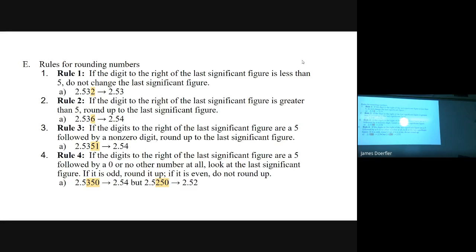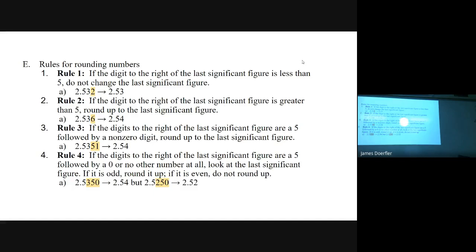Rules 3 and 4 are those 2 rules that I was talking about at the very beginning that I just absolutely don't like. Okay? They say if the digits to the right of the last significant figure are a 5 followed by a non-zero digit, round up the last significant figure. So basically 2.5351, okay? Since we're at 5 right there, and that's followed by a non-zero, we would round up to 2.54. If the digits to the right of the last significant figure are a 5 followed by a 0 or no other number at all, look at the last significant figure.